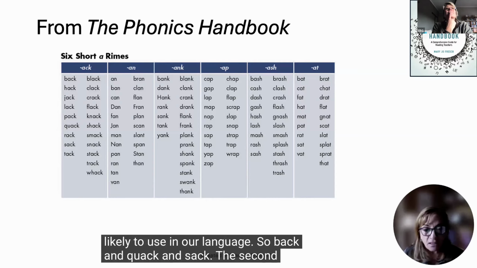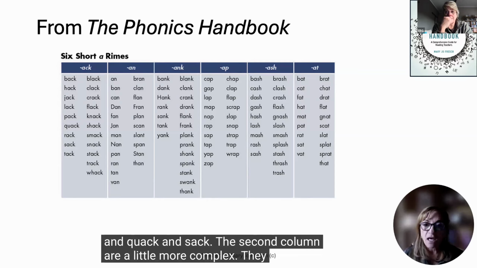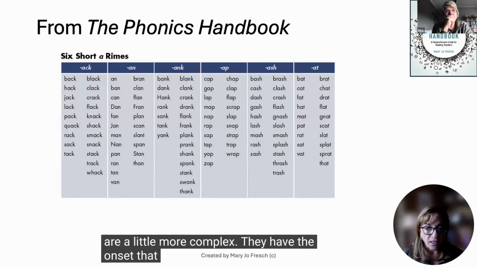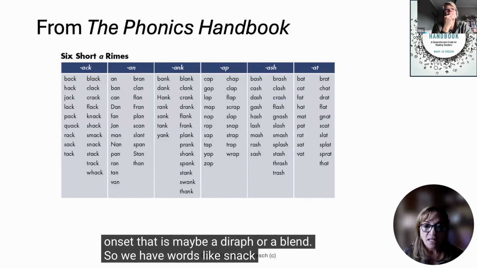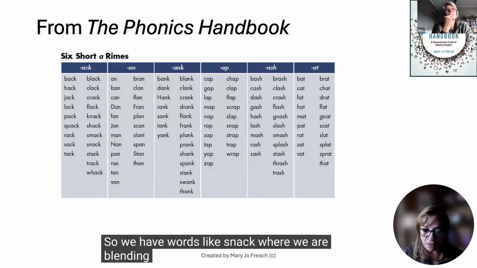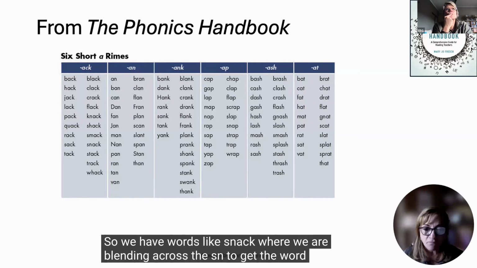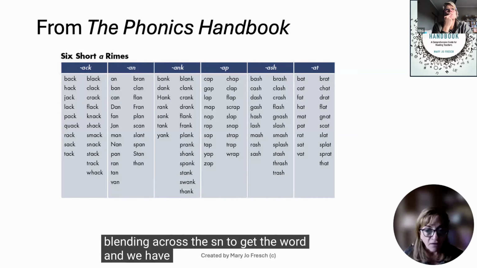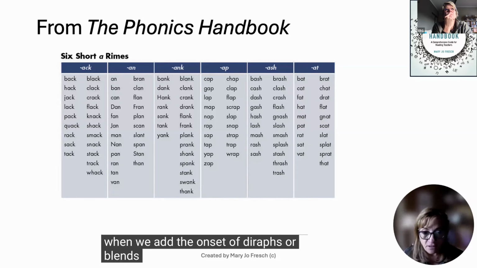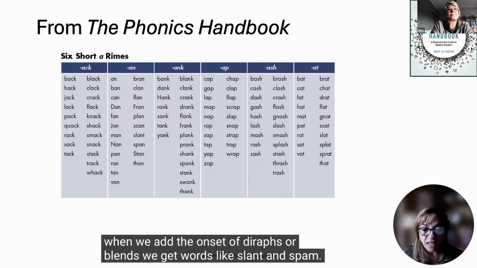The second column are a little more complex. They have an onset that is maybe a digraph or a blend. So we have words like snack, where we are blending across the SN to get the word. And we have ban and can and fan. But when we add the onset of digraphs or blends, we get words like slant and spam.